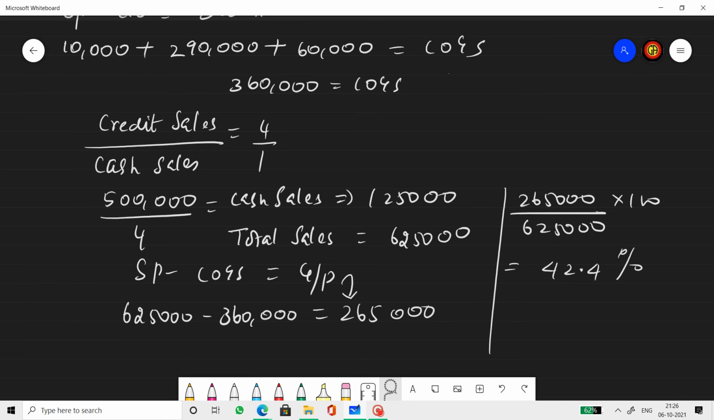Now what we need to find is GP ratio. So we need GP first. Sales minus COGS is GP. Sales is 6 lakh 25,000. COGS is 3 lakh 60,000. So GP is 2 lakh 65,000. Now GP ratio is GP by sales into 100. GP we already found, 2 lakh 65,000. Sales we found as 6 lakh 25,000. Put it in the formula and get the answer.